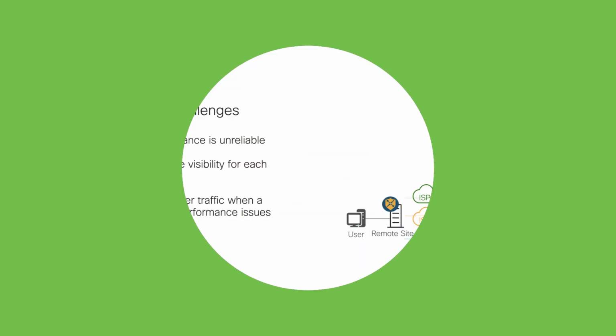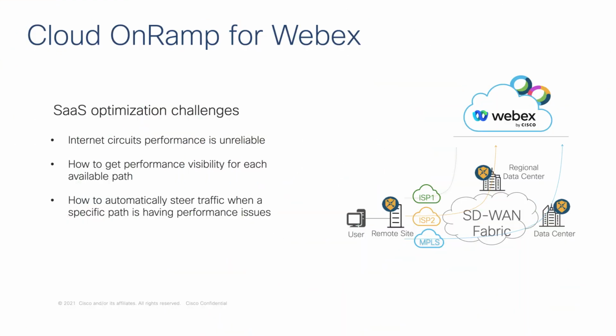In today's demo, we're going to take a look at Cloud OnRamp for Webex. Webex provides cloud-based web and video conferencing services that enable global and virtual teams to collaborate. When we use internet circuits for Webex user traffic, we would see user experience challenges with unreliable circuit performance changes.